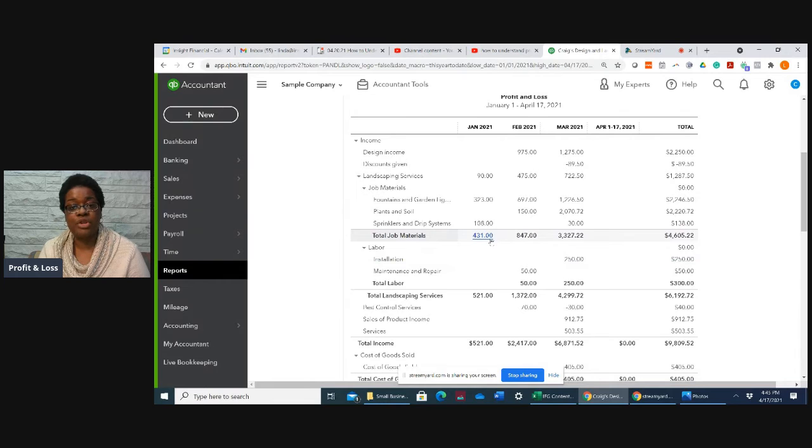So once again, if you're offering different products or services, you want a revenue account per product and service because you want to look at your revenue and say, okay, what item brought in the most revenue, why, and what product or service brought in the least and why.